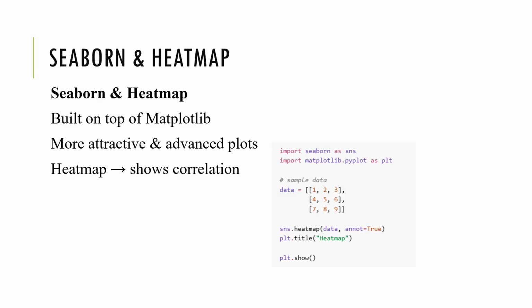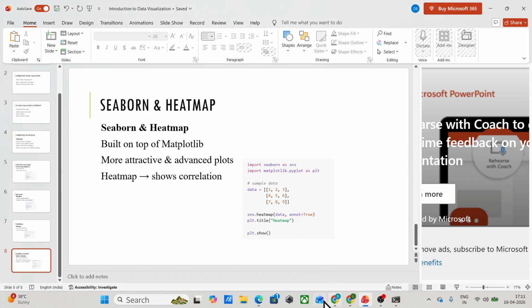Now we have Seaborn and heat map. Seaborn helps us create more attractive and informative visualizations with less code. One of the most important plots in Seaborn is the heat map. A heat map is used to show relationships or correlation between variables. Here is the example of data that we have taken. Heat maps are very much used in machine learning. So I can plot it and show you how it actually looks.